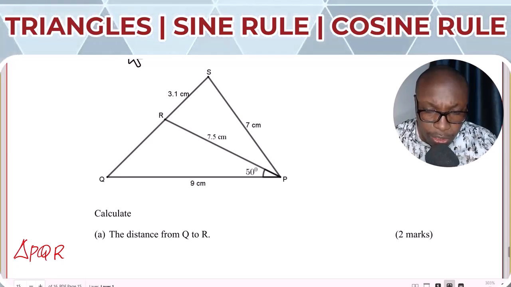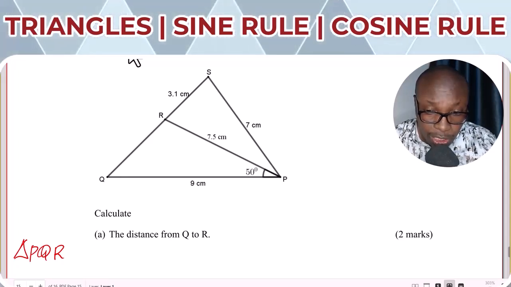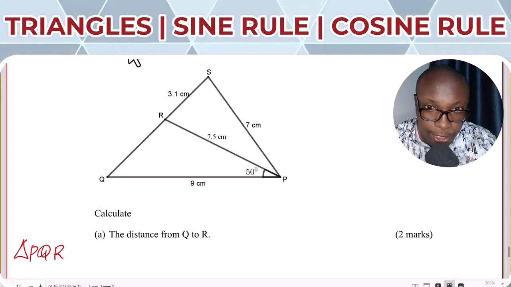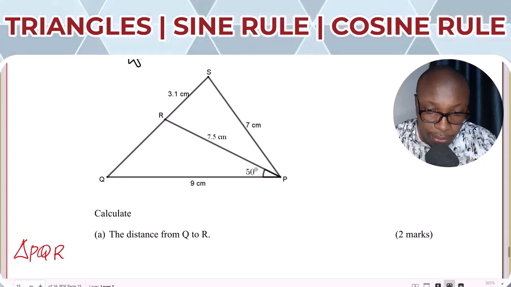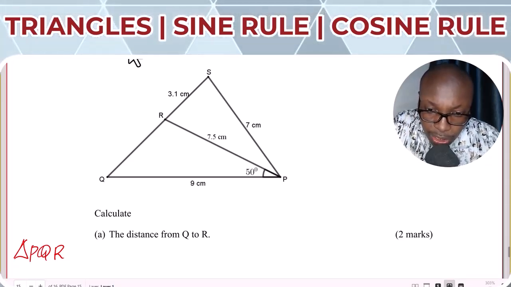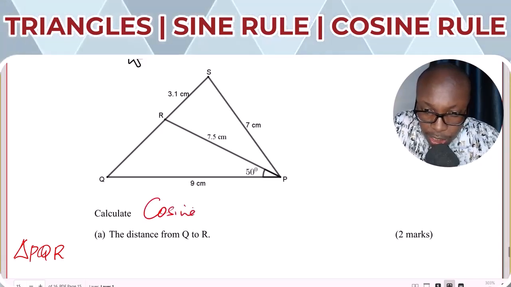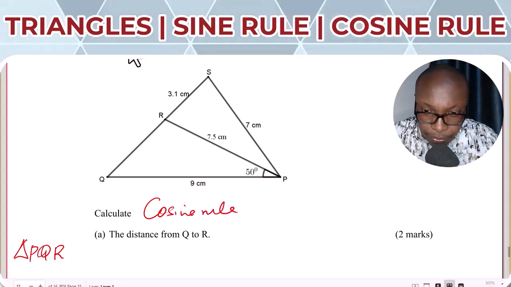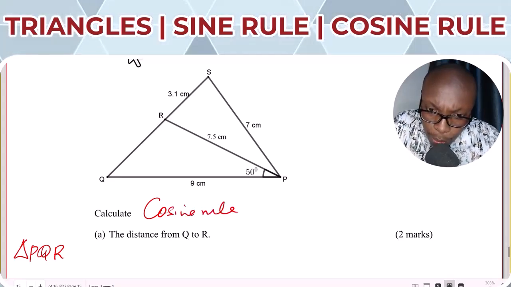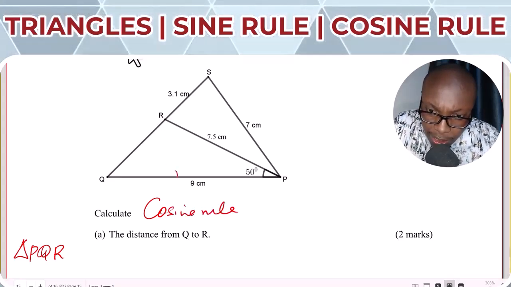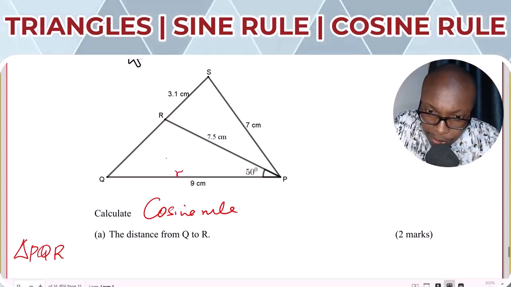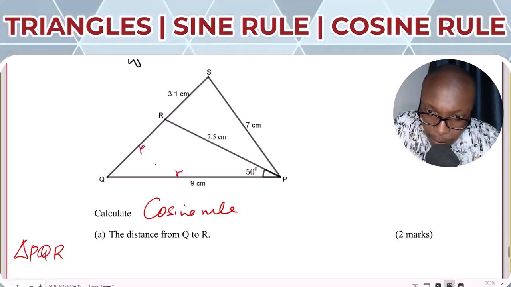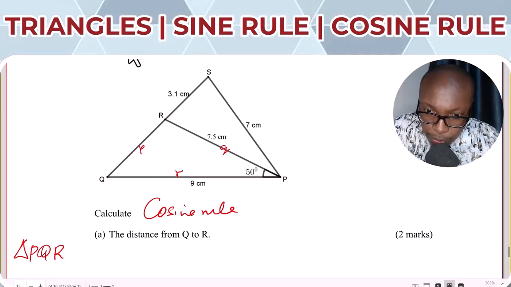So where you're given 2 sides and an included angle, and you're required to get the other side, the best method is to use the cosine rule. So we shall use the cosine rule to find QR. To do that, I will name this side opposite R as small r, then this side opposite P as small p, and then the side opposite Q as small q.